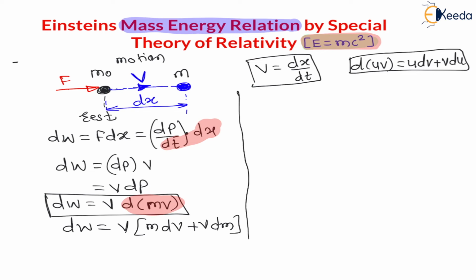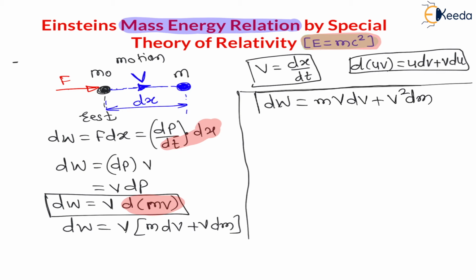So let us simplify again. Therefore dW is equal to, let us multiply this v inside. Therefore what we will be writing, mv dv plus v square dm. This will be our work equation. Let us name this equation as equation number 1. Now my dear students, what we have to do, from the theory of relativity, that is special theory of relativity, we have to find mv dv.